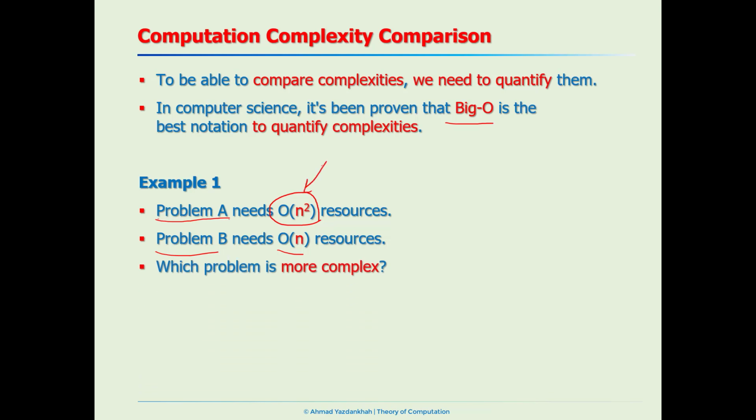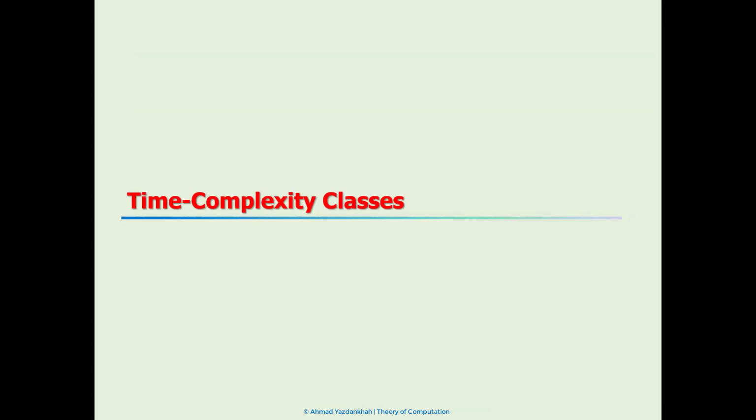Definitely you would say big O of n square. So problem A is more complex because its resource requirement is growing faster. So it means that it is more complex. Now we want to classify the problems based on their complexity.